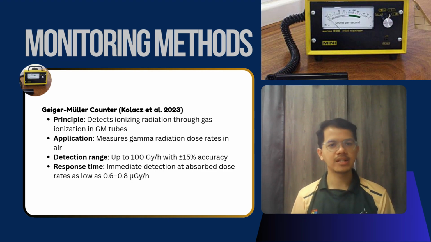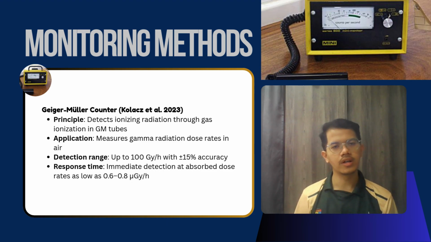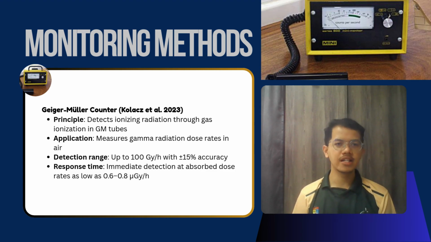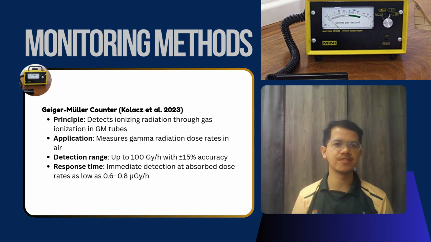The next monitoring method is the Geiger-Müller counter. So Clark et al. in 2023, in their work on air pollution and radiation monitoring in collective protection facilities, explained that the GM counter detects ionizing radiation through gas ionization in the GM tubes. So this device, as shown in the slides, measures the gamma radiation dose rates in air with a detection range up to 100 gray per hour and an accuracy of plus or minus 15%.